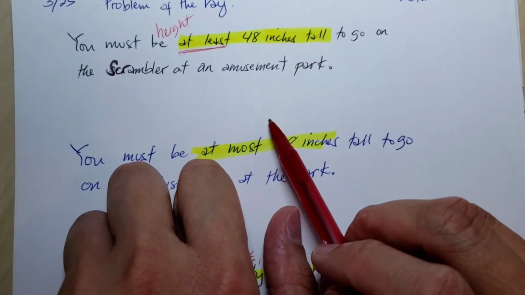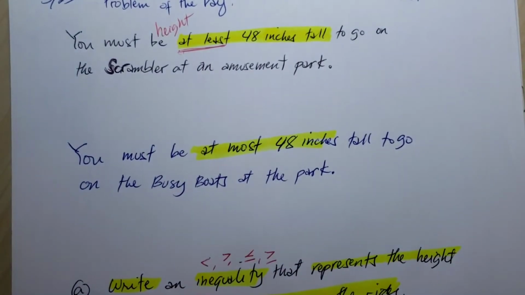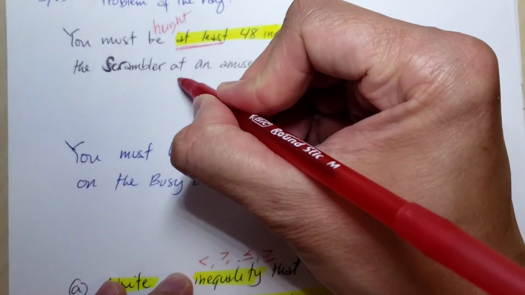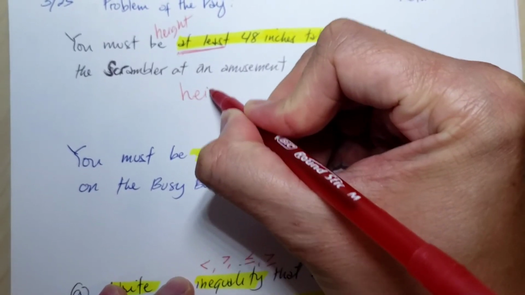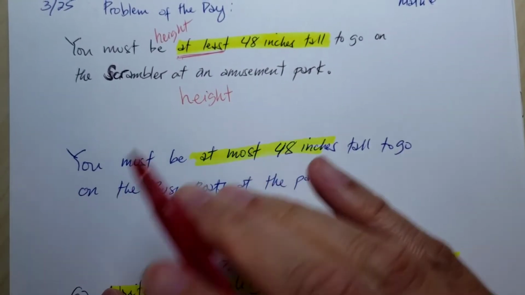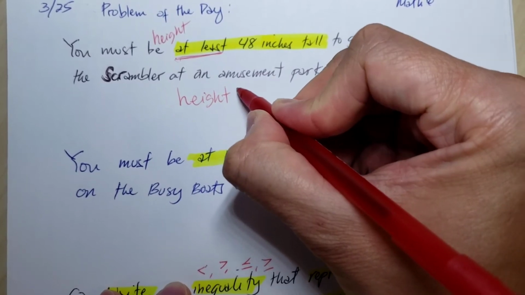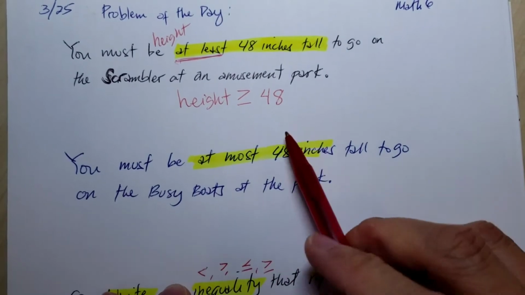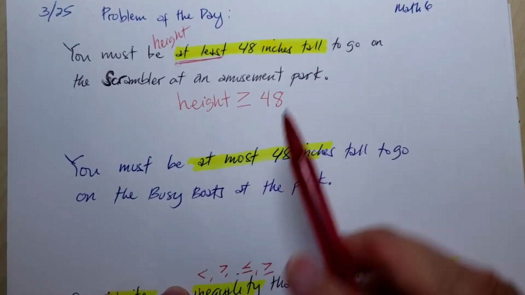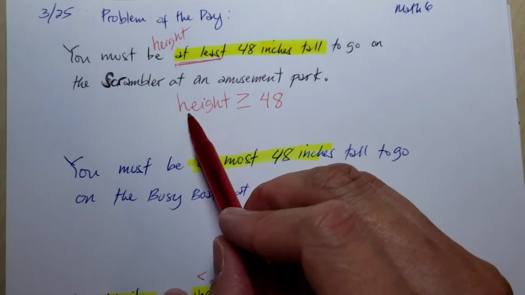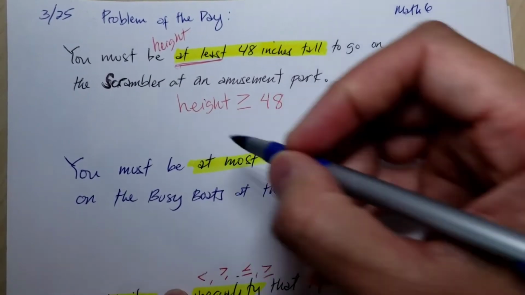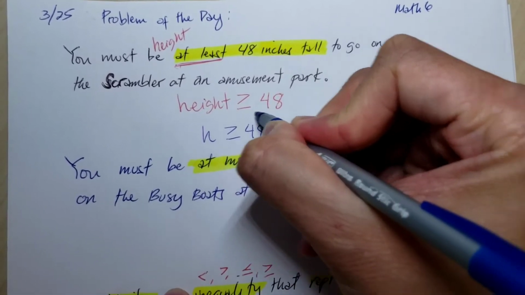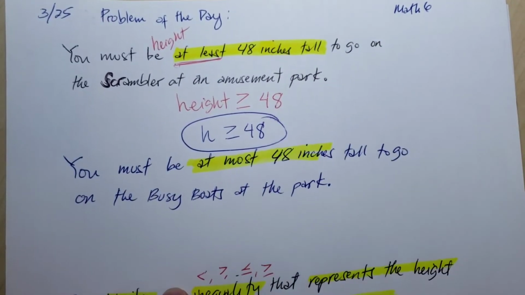So let's think about it. At least means that, at minimum, your height should be 48 inches. So your height should be at minimum, that means it's greater than or equal to 48 inches. So you should be 48 inches or taller than 48 inches. So we can represent the word height with a variable that's letter h. So h is greater than or equal to 48. That will be our answer for the first situation.